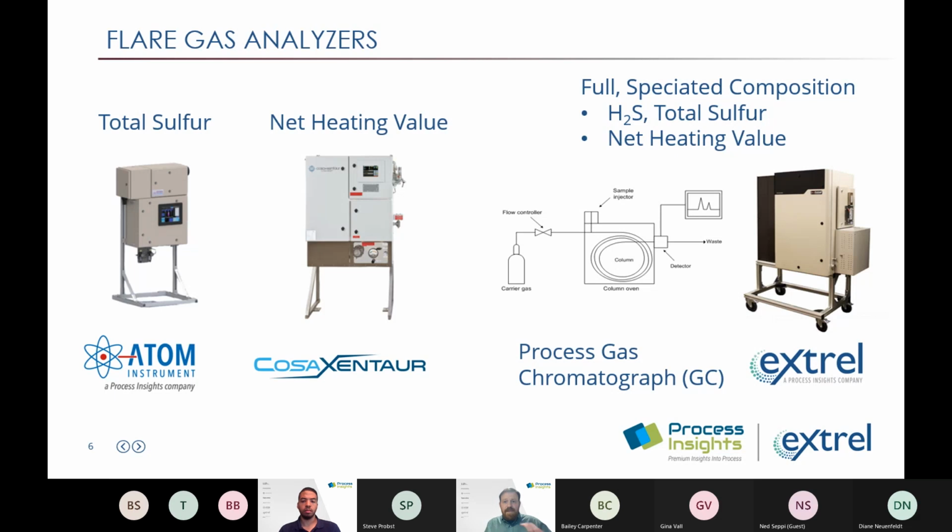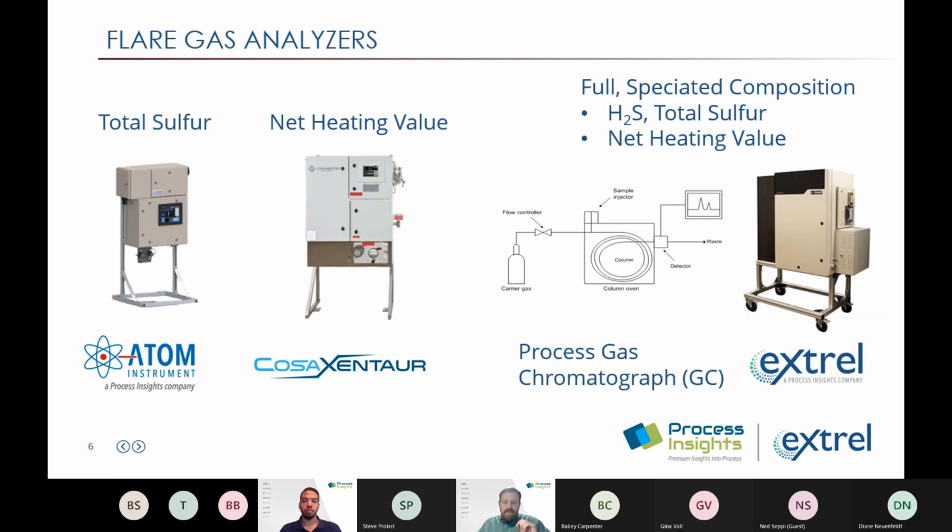So one I've got in the middle of the slide is the process gas chromatograph. And I apologize, I don't have a glitzy picture of a GC. I've got kind of a simple diagram there. My company doesn't sell GCs, so I don't have a good fancy picture of it, but it's a great technology. So we're going to mention that in there. The great thing about the GC is that because they've got the full composition measurement, that can be used for compliance with the sulfur reporting rules as well as compliance with the heating value reporting rules.